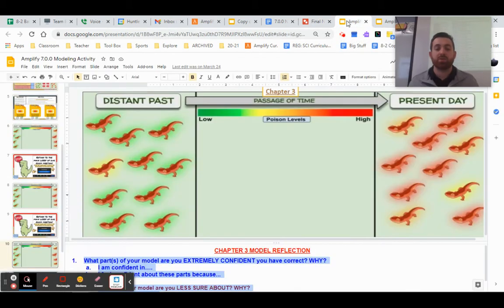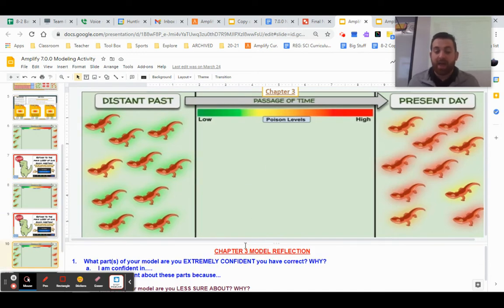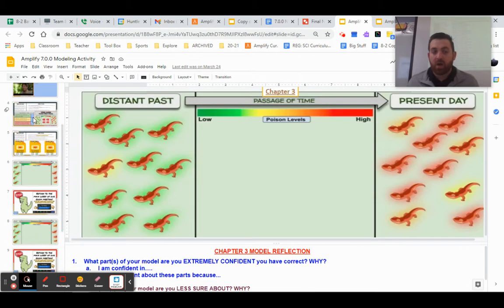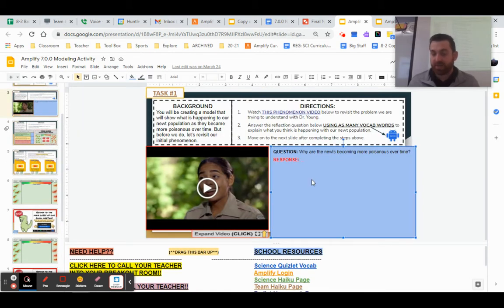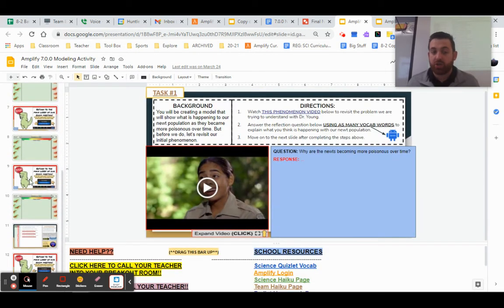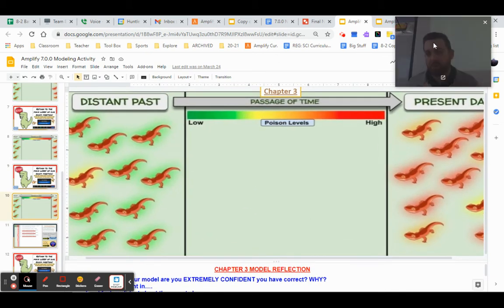So when you come into your Chapter 3 model, you might have to go to Chapter 2, say, what do I need from here? You might need to copy and paste that into Chapter 3, but then you'll need to go back and check, does my response match my model? Remember, our goal here is to write up our ideas, okay? Type up all of the reasons why our newts are becoming more poisonous over time and include our vocab. What you write here should be shown here. So what you explained here should be shown here. I should see it here, okay? And that's how we're creating our model.